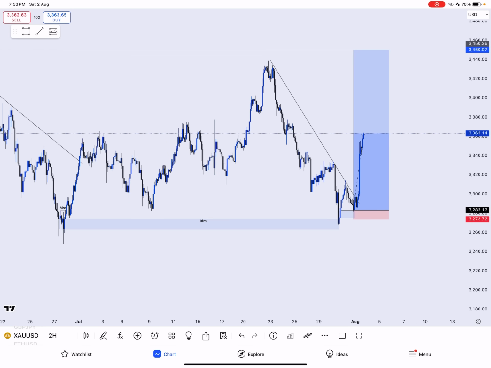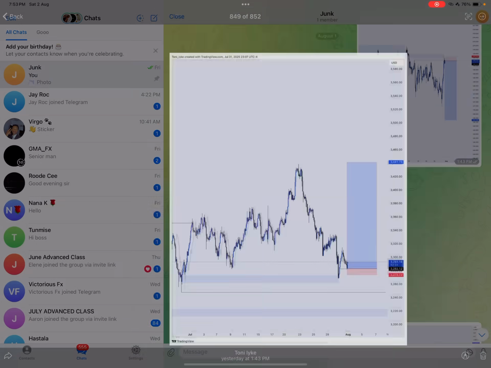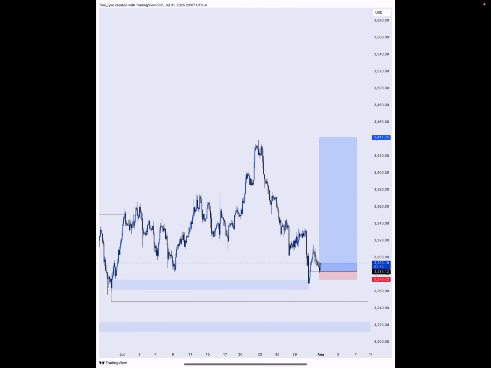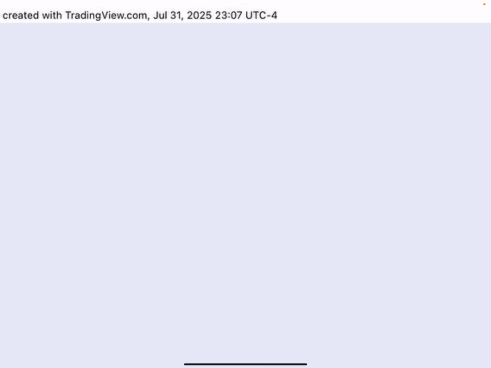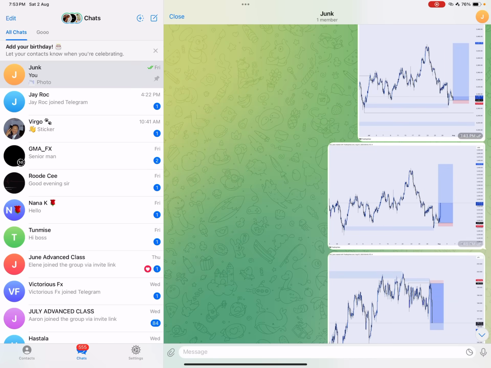So this was the trade right here, and this was the analysis for the trade here. Same analyzed on July 31st, and they played out on August 1st. So this was the playout. This is it currently.